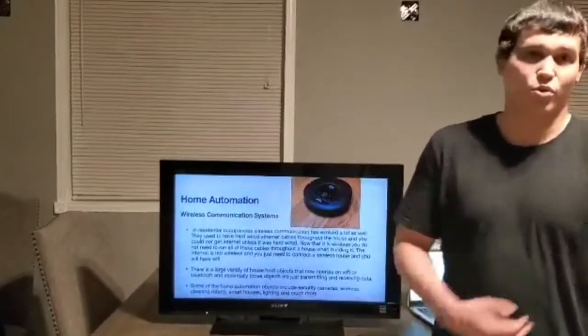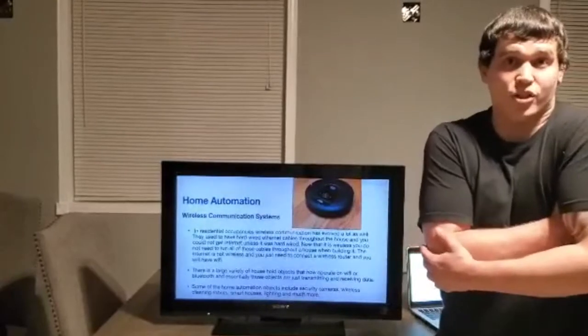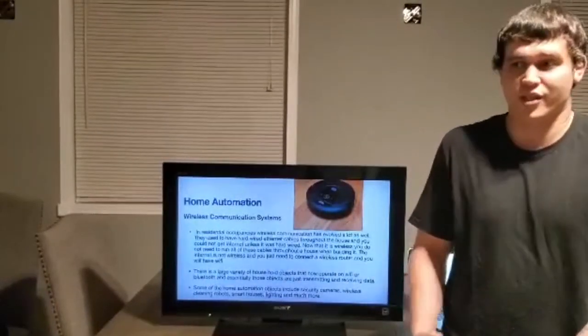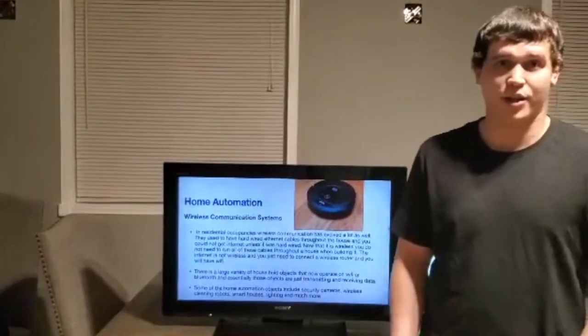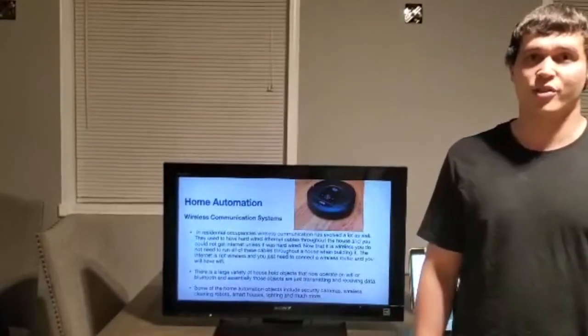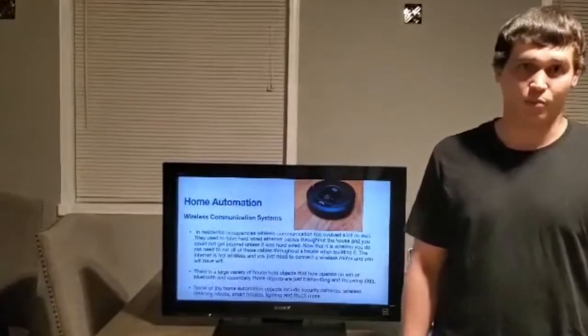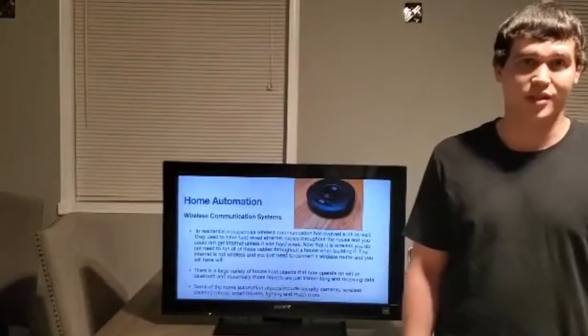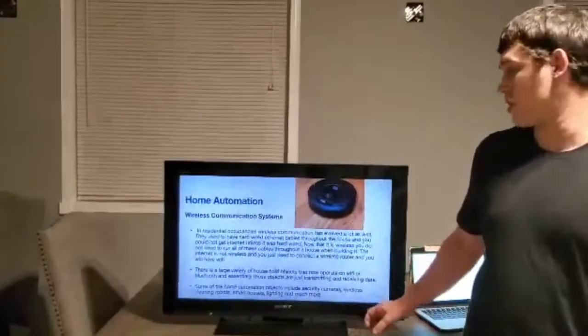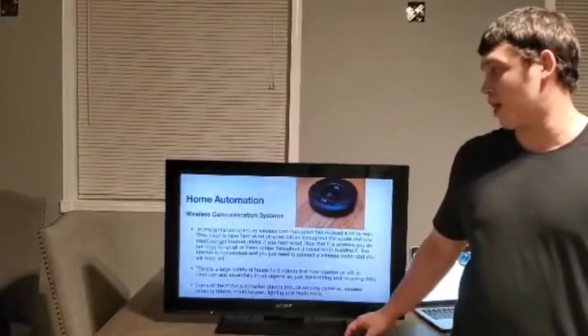Some of these household objects now in home automation are the iRobot, which is just a simple wireless robot that will clean your floors for you. There's types of lighting that's also like smart lighting. We have smart houses. We have security cameras that are based off of Wi-Fi and Bluetooth.